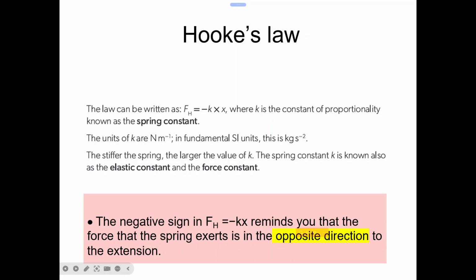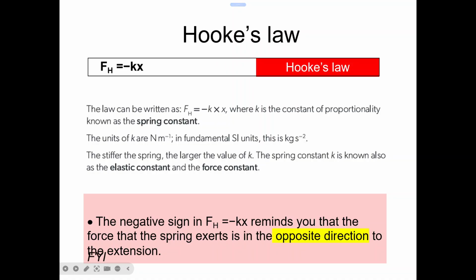Okay? Any other questions? So far so good? Alright, let's move on. So this is Hooke's law, which is FH equal to negative Kx. Right? Whenever you're asked what is Hooke's law, if you write this equation, don't forget to explain what each letter means. Alright? Can I move on?